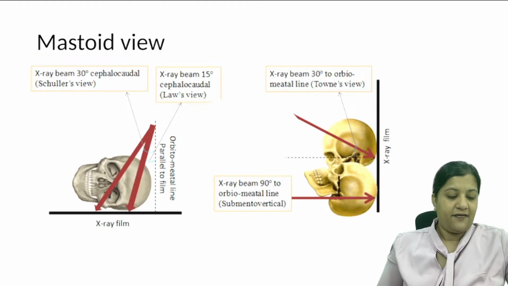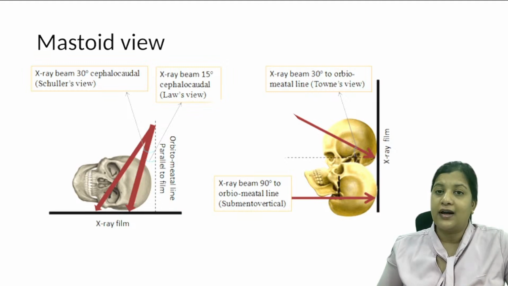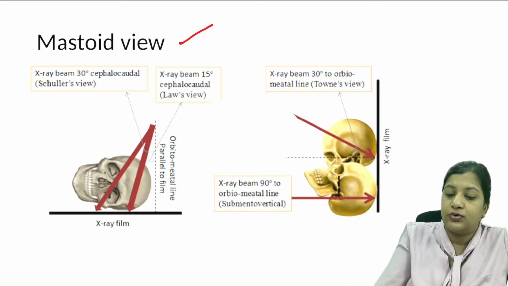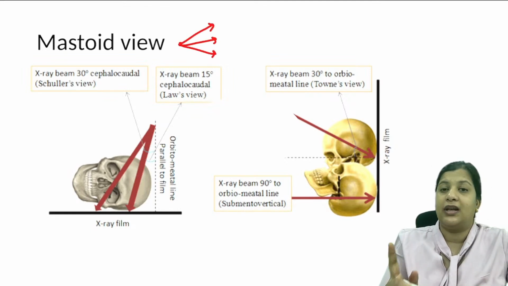Okay, great. So now let's go to the mastoid view. When we talk about mastoid views, questions usually do not come directly asking what the view is or how much the angle is. But at least you should know the names. There are 3 x-rays of the mastoid that you should know the names of, because you have to rule them out when they're given in your options.